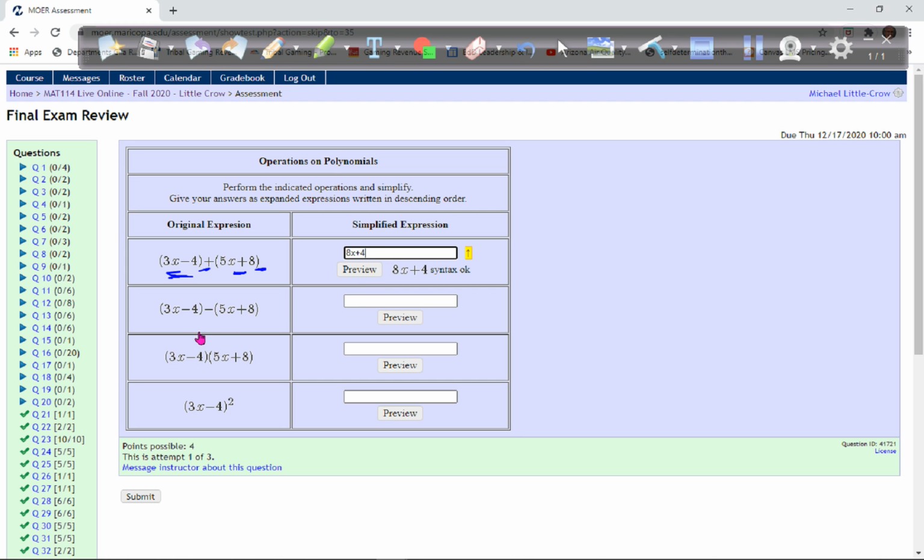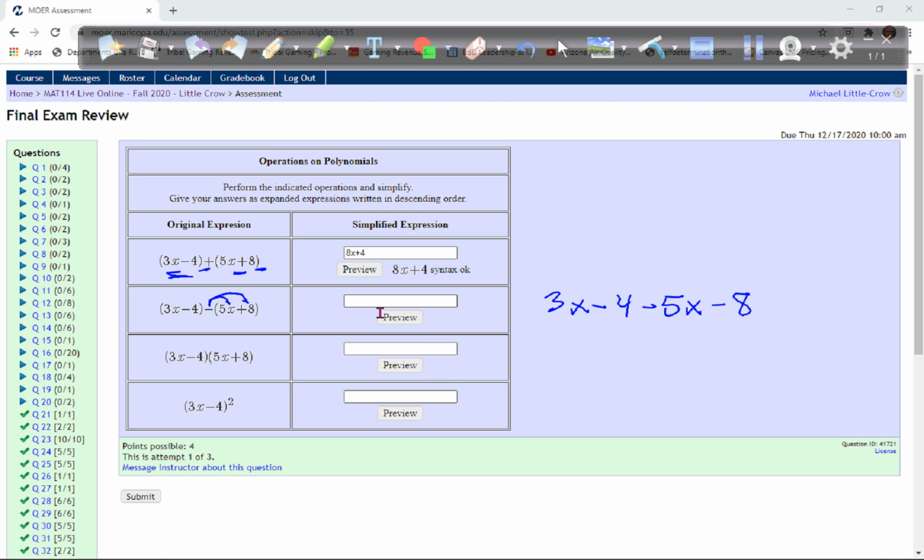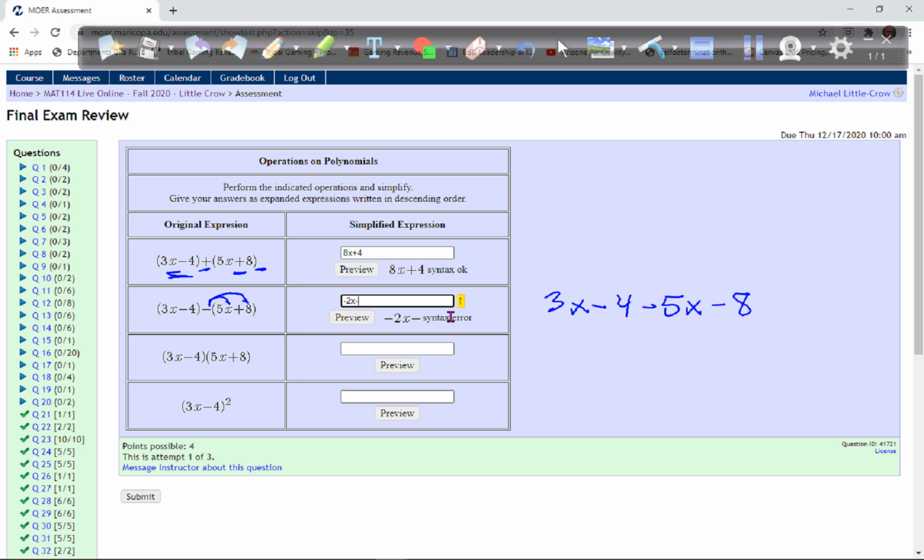Now this second one, when we have subtraction, the thing we want to be careful about is that negative has to distribute to both of them. So what we end up with is 3x minus 4 minus 5x minus 8. So we get a little bit different than the last one. 3x minus 5x, that's going to give us a negative 2x. And then a negative 4 and negative 8, there's the same, so we add them together, same signs, it's going to give us negative 12.